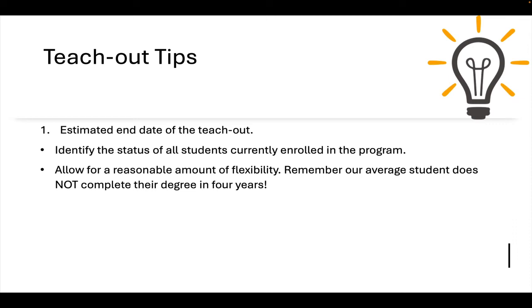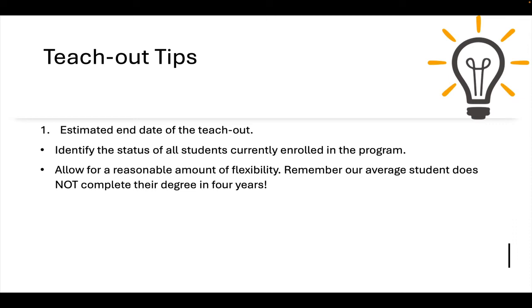Okay, so also, the federal government, in terms of financial aid, allows students up to 150% of a degree to continue to receive financial resources. So if we apply that to the teach-out plan, that means that a 4-year degree really needs to have about a 6-year teach-out plan for any program that is currently admitting freshmen. So somewhere around 6 years would be a reasonable amount of flexibility for a teach-out plan.